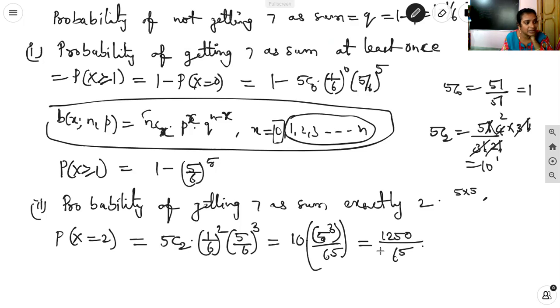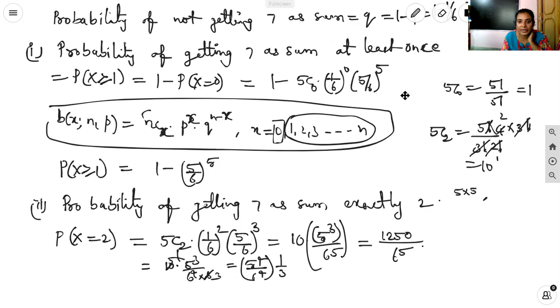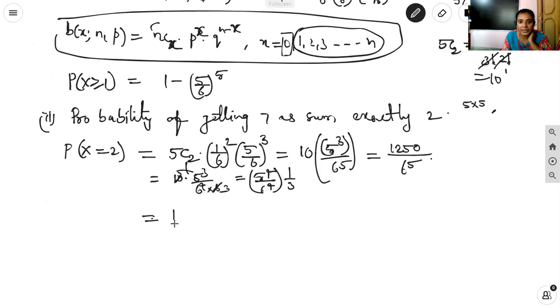Here, 10 into 5 power 3 by 6 power 5, we can write 6 power 5 as 6 power 4 into 6. So here 5 power 1, 5 power 4 by 6 power 4 into 1 by 3. Or we can write it as 1 by 3 into (5/6) whole power 4. It is equal to the probability of x equal to 2.